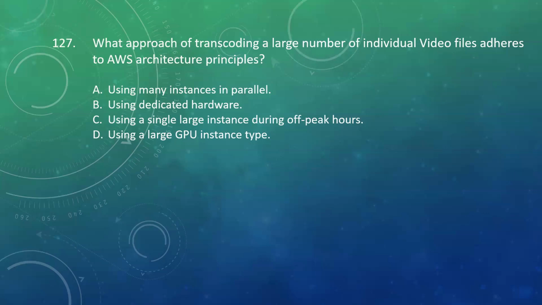Next option, to use dedicated hardware, will help, however, will also result in an increase in cost. So not something recommended. Option C is again some kind of dedicated hardware during off-peak hours, so not the right option. Using a large GPU instance will help, however, not as much as compared to option A. So the correct answer is option A. Now, as a thumb rule, multi-threading is always better than serial processing.